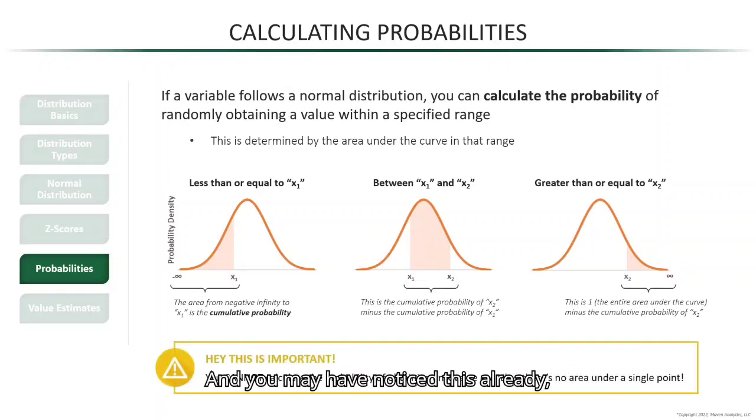And you may have noticed this already, but you cannot calculate the probability of obtaining an x value exactly, since there's no area under a single point. So if we think about our MBA grade example, which is the variable that so far we've assumed is normal, well, we can calculate the probability of a student getting a grade less than 90, or getting a grade between 89 and 91, or getting a grade greater than 90. But we can't calculate the probability of a student getting 90 exactly.